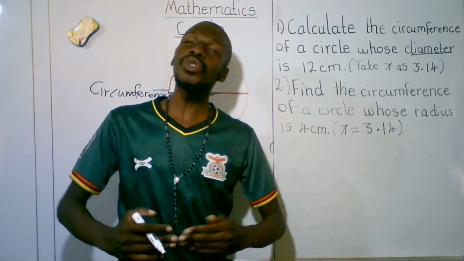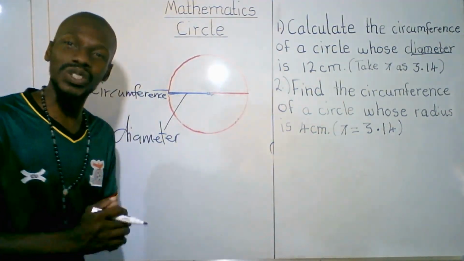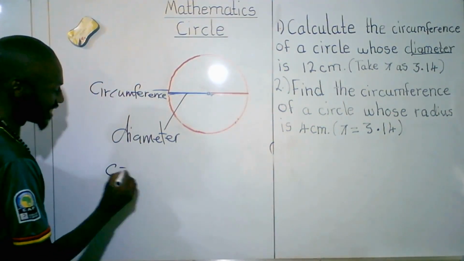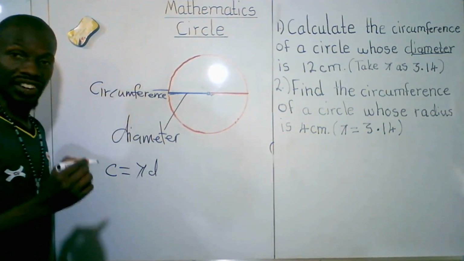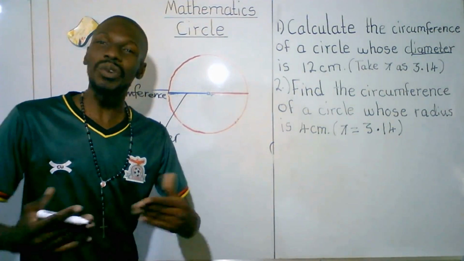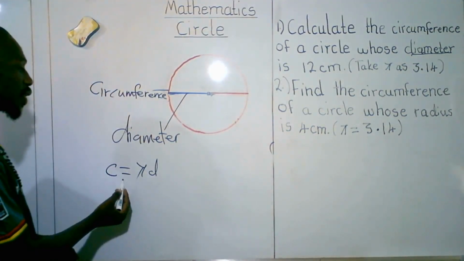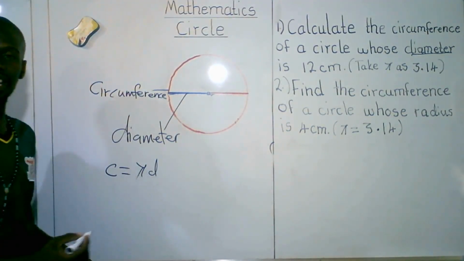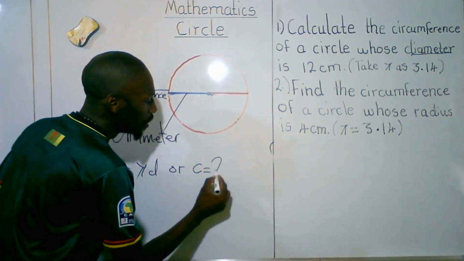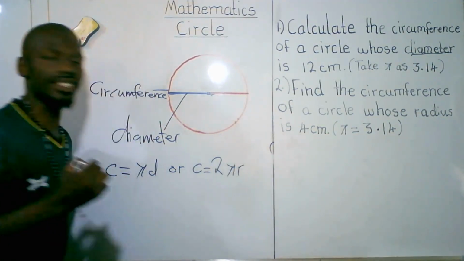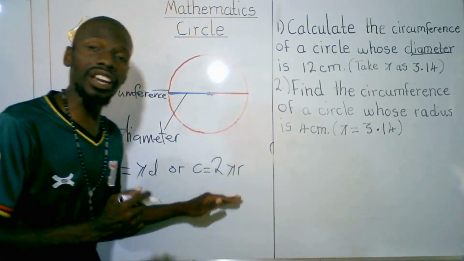and for the fraction it is 22/7. Therefore, if you're asked to solve for the circumference of a circle, here are some of the formulas you can use. Circumference is equal to pi multiplied by diameter, or circumference is equal to 2 pi radius. We use this formula when we are given the radius.